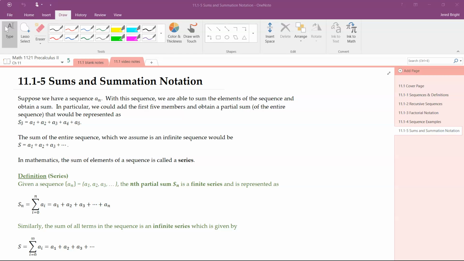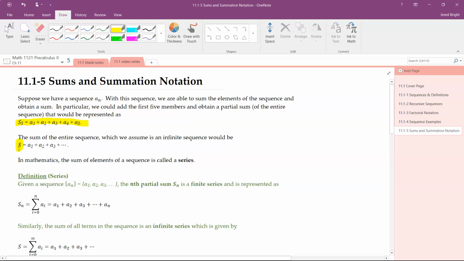Okay, when we have a sequence, what we can do is we can look at the sequence and we can add, subtract, do something with the members, right? Particularly if we add them, we obtain a partial sum, right? So we can add, say, the first 5 terms and we get the sum of the first 5 terms, right? And we would just represent that as S sub 5.